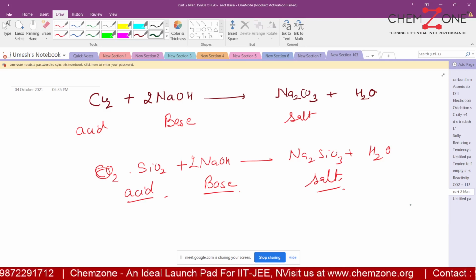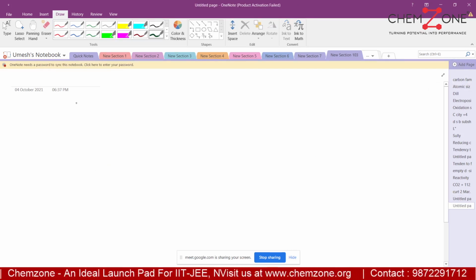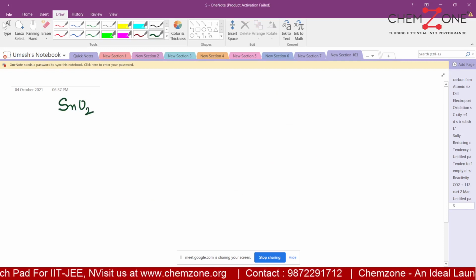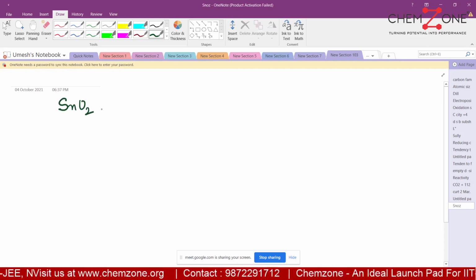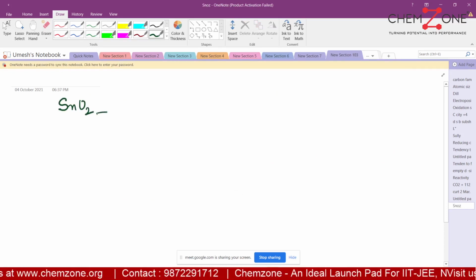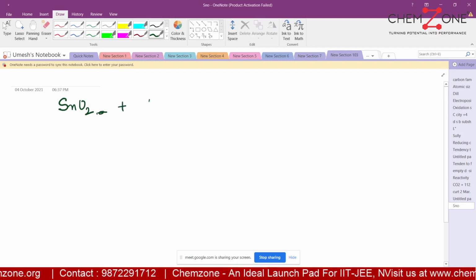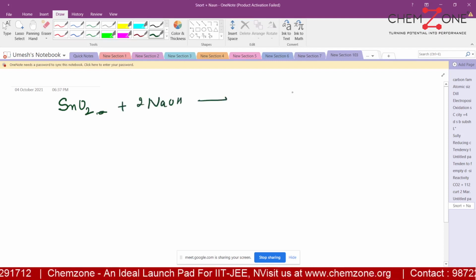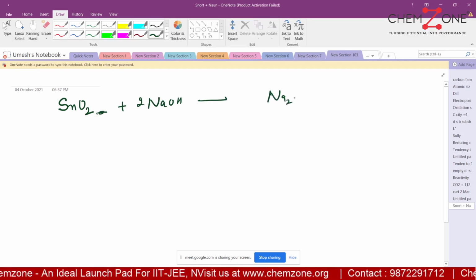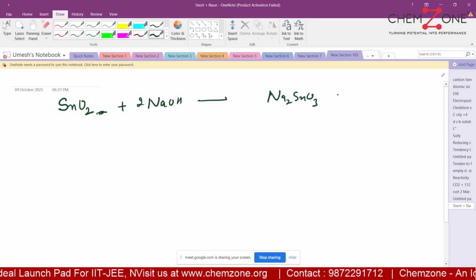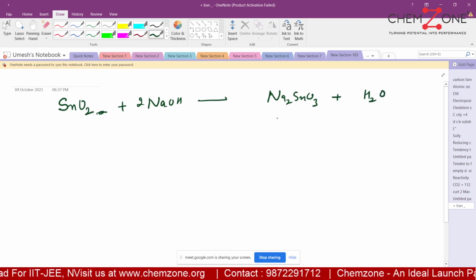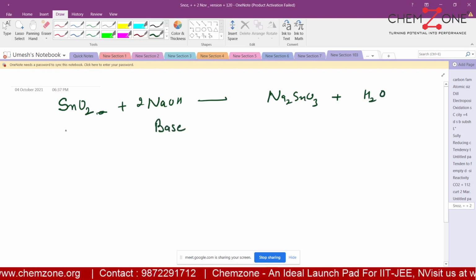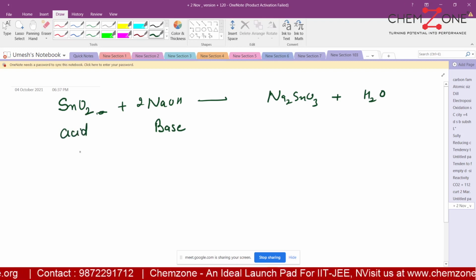Now, if I talk about tin oxide, I told you that it is acidic as well as basic in nature. With a base, I'm reacting it with NaOH. It forms sodium stannate, Na2SnO3, plus water. Here sodium hydroxide is a base, so tin oxide is an acid.